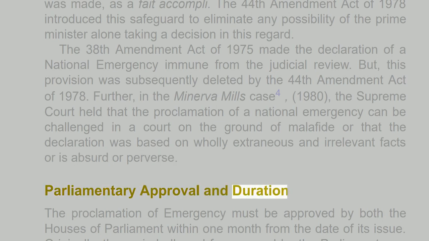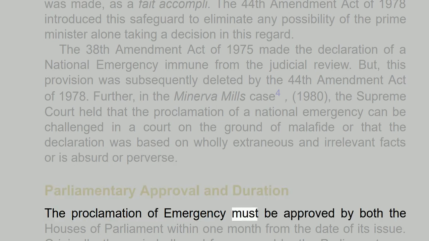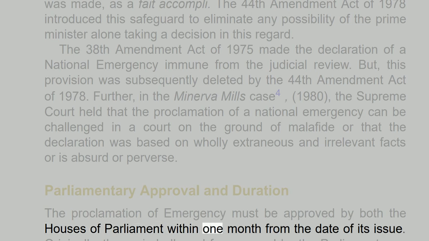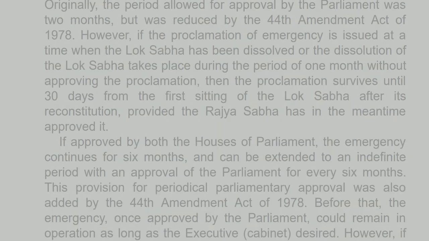Parliamentary approval and duration. The proclamation of emergency must be approved by both the Houses of Parliament within 1 month from the date of its issue. Originally, the period allowed for approval by the Parliament was 2 months, but was reduced by the 44th Amendment Act of 1978.